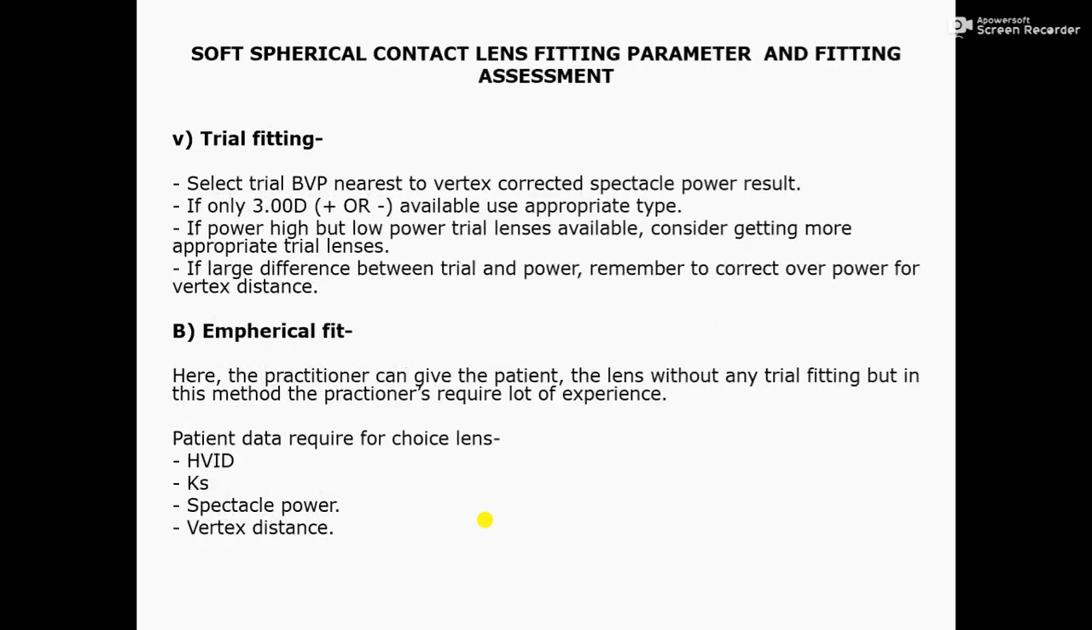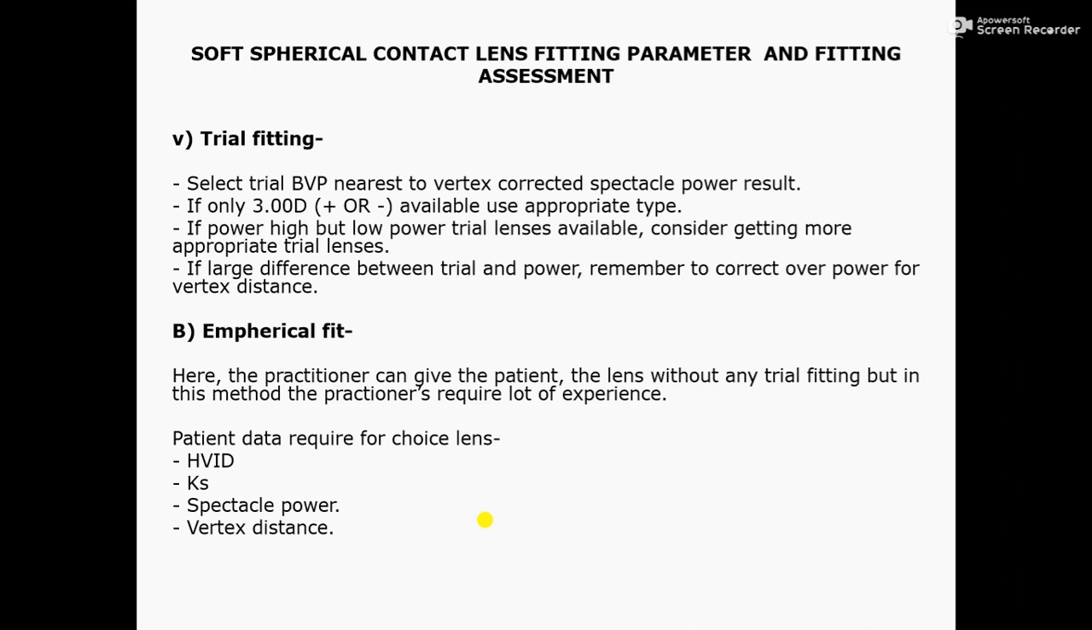Next, trial fitting. Select trial back vertex power nearest to the vertex corrected spectacle power result. Next, if only plus or minus 3 diopter is available, use the appropriate type. Next, if the power is high but only low power trial lenses are available, then consider getting more appropriate trial contact lenses. Next, if there is a large difference between trial power and spectacle power, remember to correct over power for vertex distance.